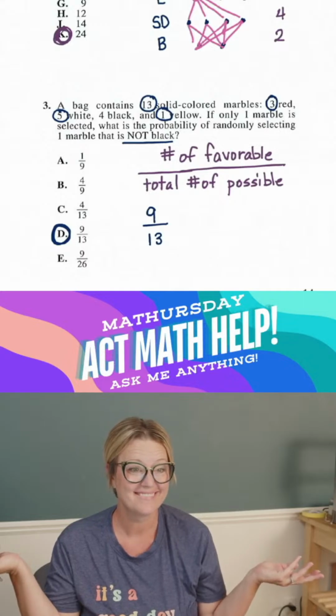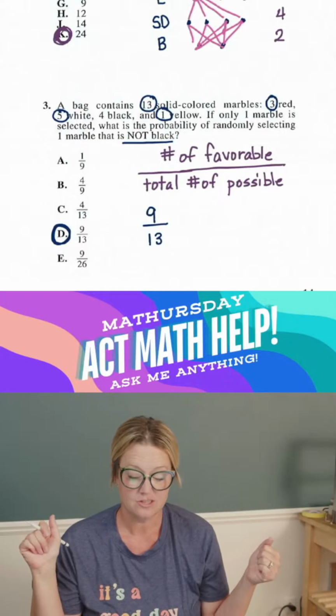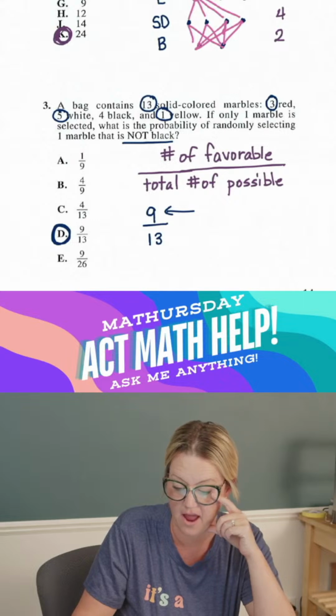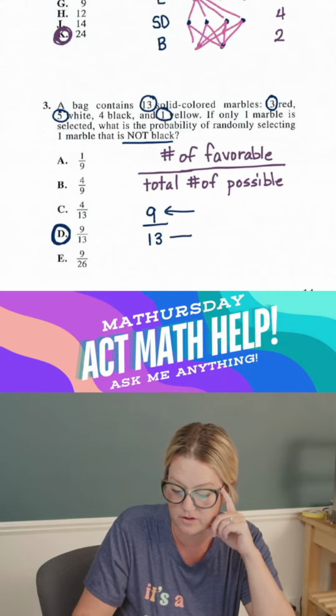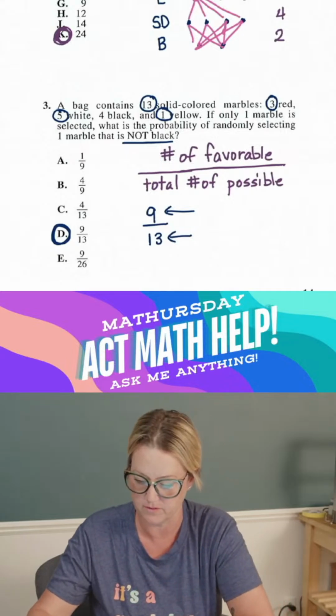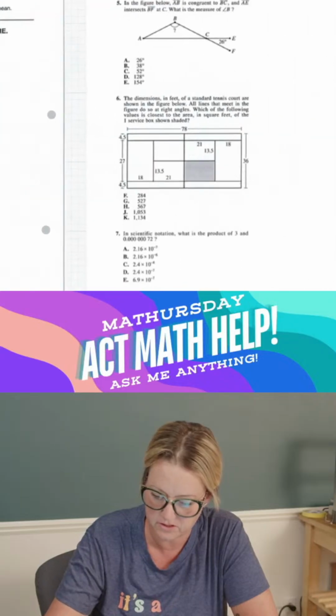So that's what we're looking at: these are the number of ways that we can get our desired outcome, and these are the total number of possible outcomes. There's 13 possible marbles in there. Okay, so those are the first 3 problems.